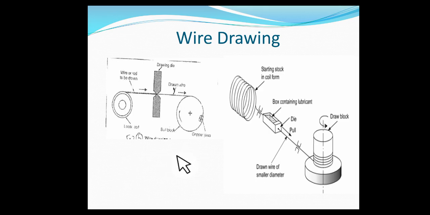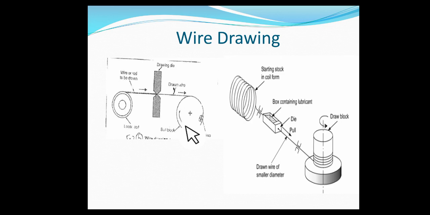Clear? In operation, it is a continuous process where the raw material is continuously pulled by using the bull block equipment, or draw block. This one we call a bull block or draw block equipment. Remember, here it is a continuous process.